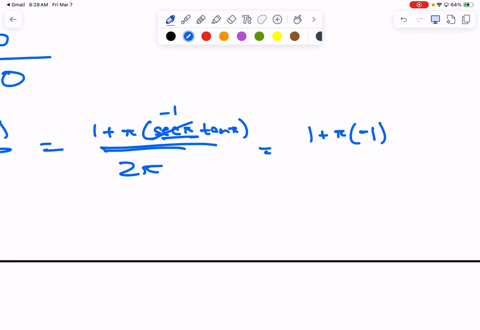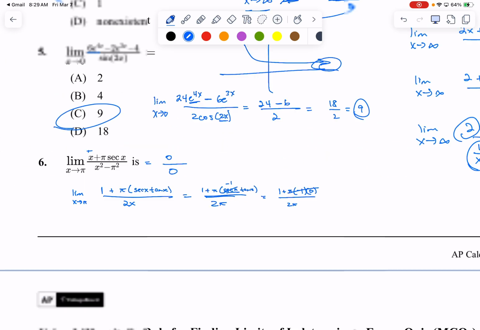What's tangent of pi? I'd assume that's 0. Yeah, because it's sine over cosine. 0 divided by -1 is 0. Guess what's going to happen to that part? This part's going to 0 out. Correct? So you're going to get 1 over what? 2 pi. The answer is 1 over 2 pi.